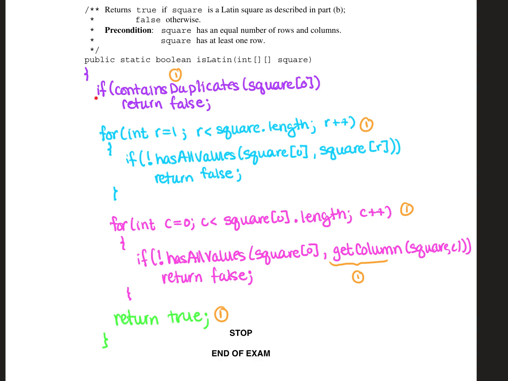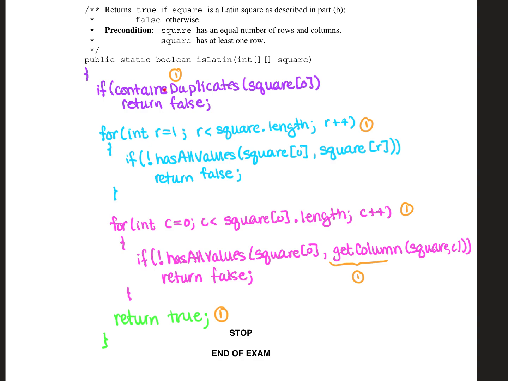So going through that, first we're going to call containsDuplicates. They gave us this method, so we're giving it the 0th row. And if there's any duplicates, you're going to return false. And then we're going to traverse the rows, from 1 over the square length, and we're looking to see if everything from square[0] and square[r] are the same. If that's not true, return false. Same thing with the columns, and if you make it through all of this and you don't return false, then you return true.